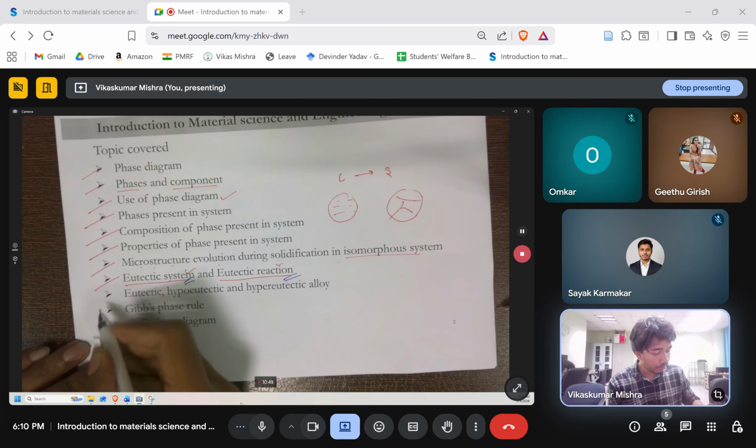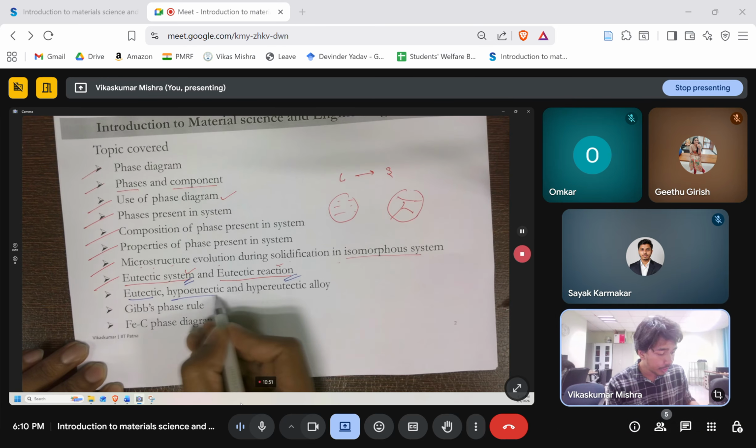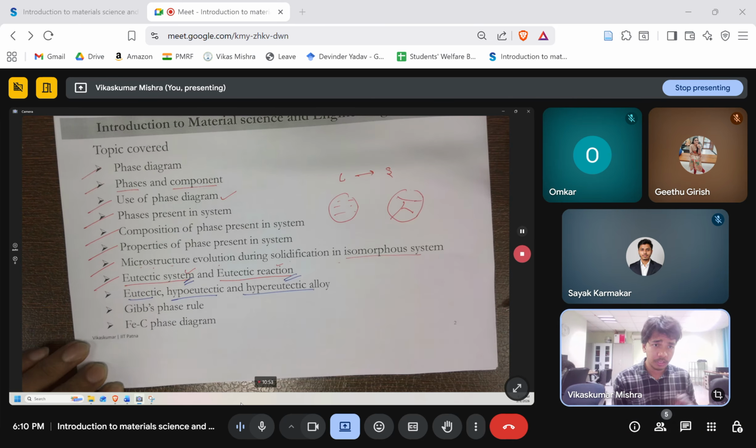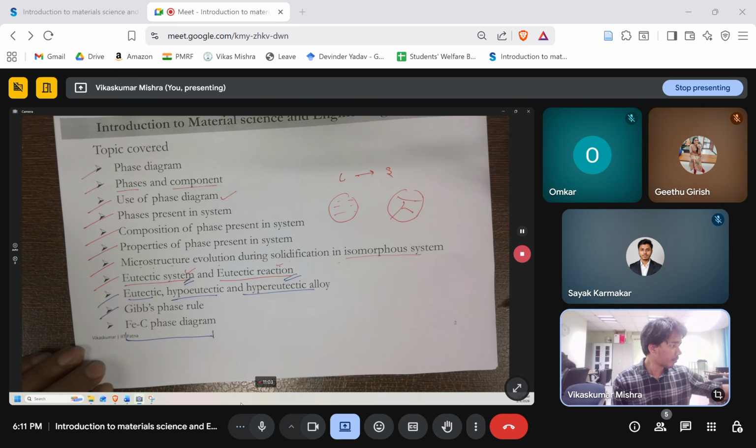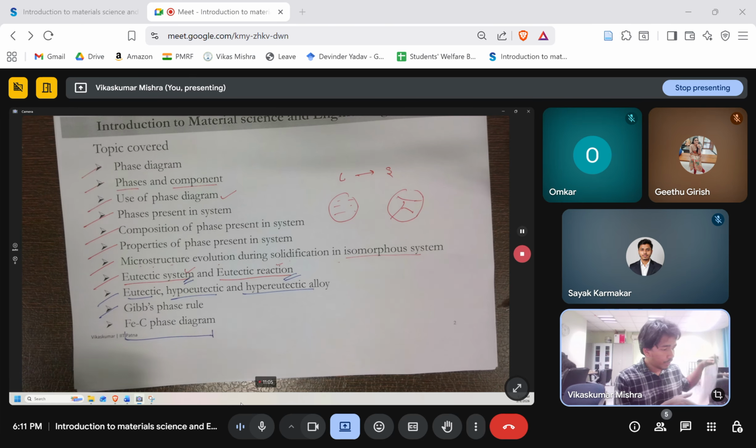Okay, so now these are the list of the things. Now let's move ahead. We discussed the eutectic, hypoeutectic, and hypereutectic alloys. This phase rule we have also discussed, which can help to find the degree of freedom. And at the end, we discussed the iron carbon diagram, which the professor has drawn.